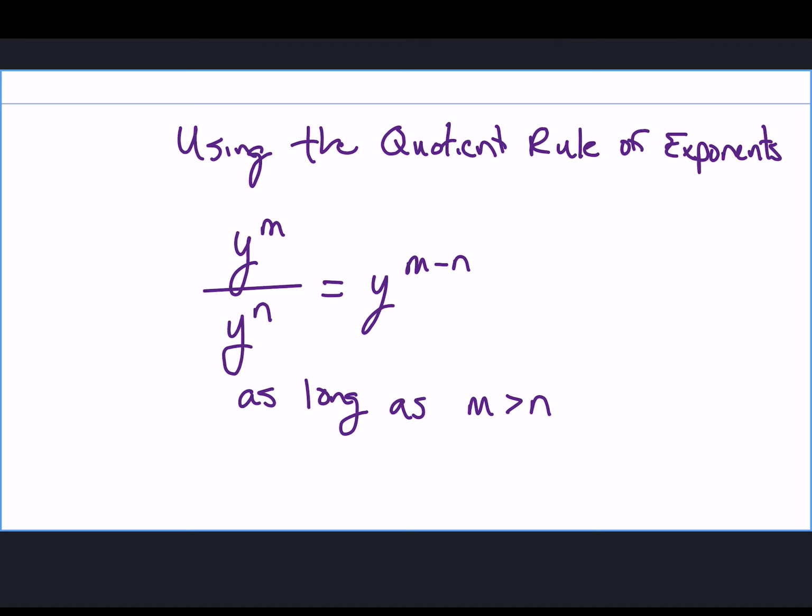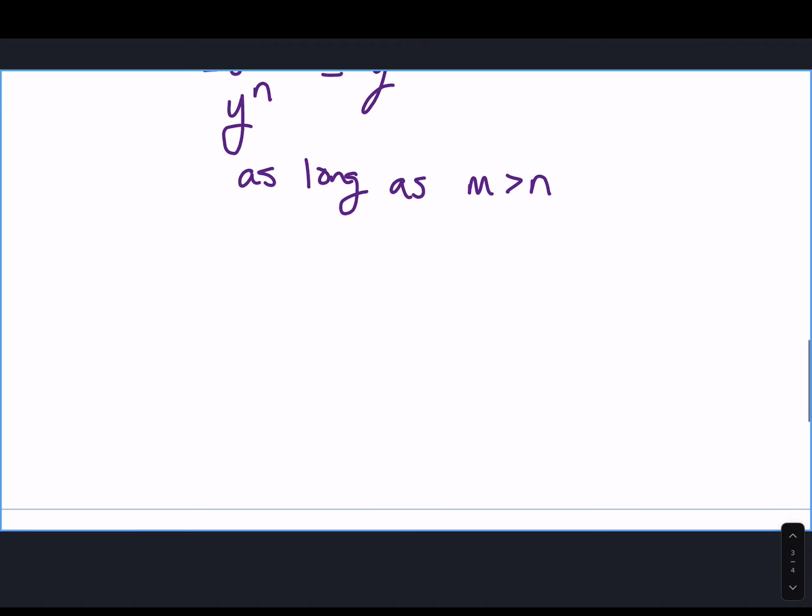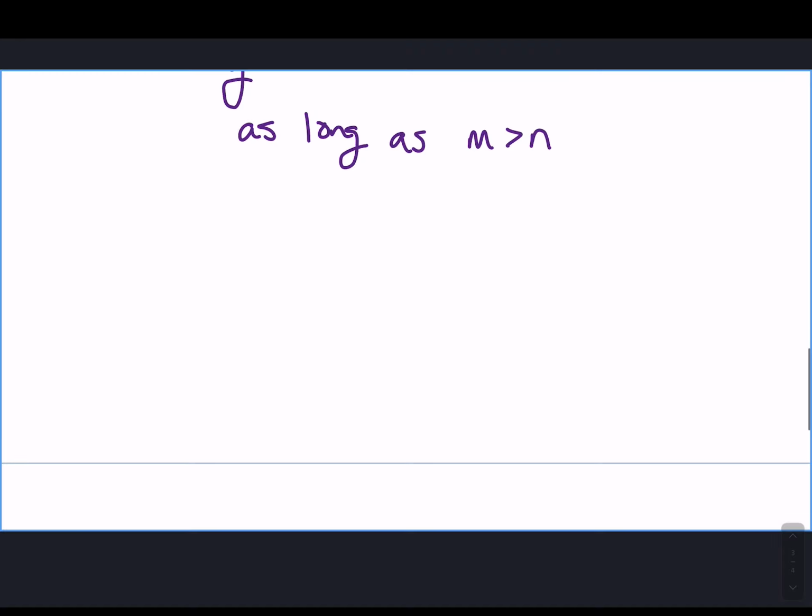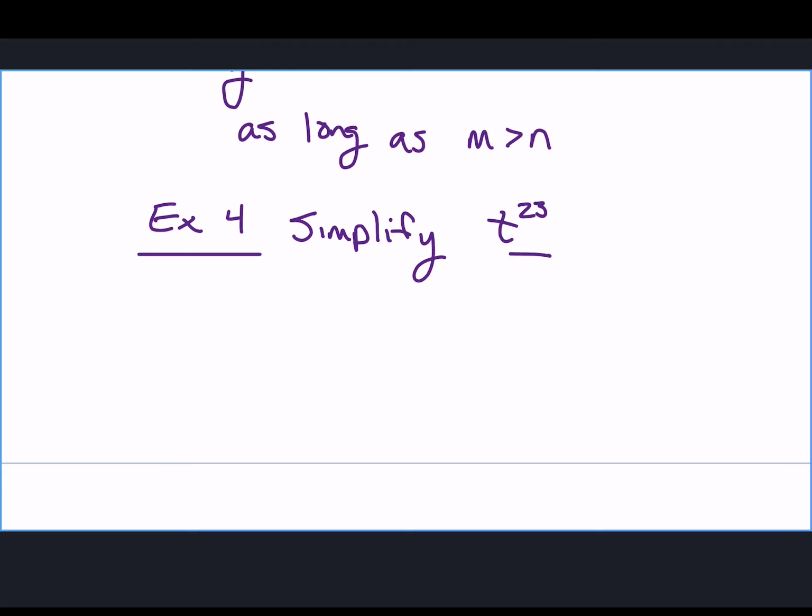Questions about that rule? Okay, so again, we're going to subtract the exponents. Let's do an example. Example number 4. We want to simplify t to the 23rd power divided by t to the 15th power.